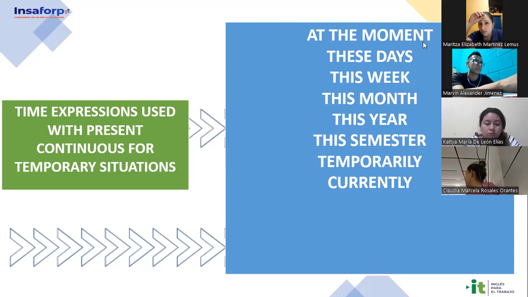Okay, now continue. These days, this week, this month, this year, this semester, temporarily, currently. Okay, you say at the moment, these days, this week, this month, and the pronunciation is month, this year, this semester, temporarily, currently. Currently is that it is in vigencia, right? Currently.